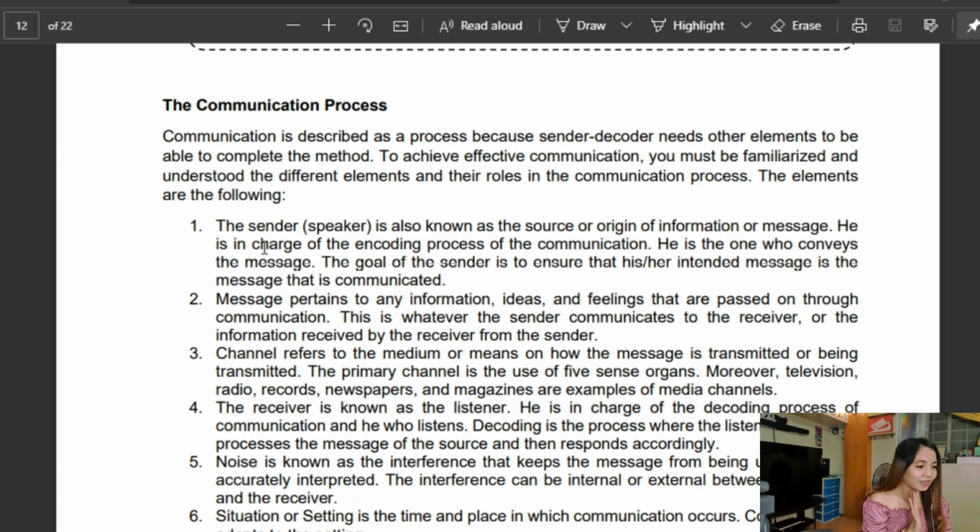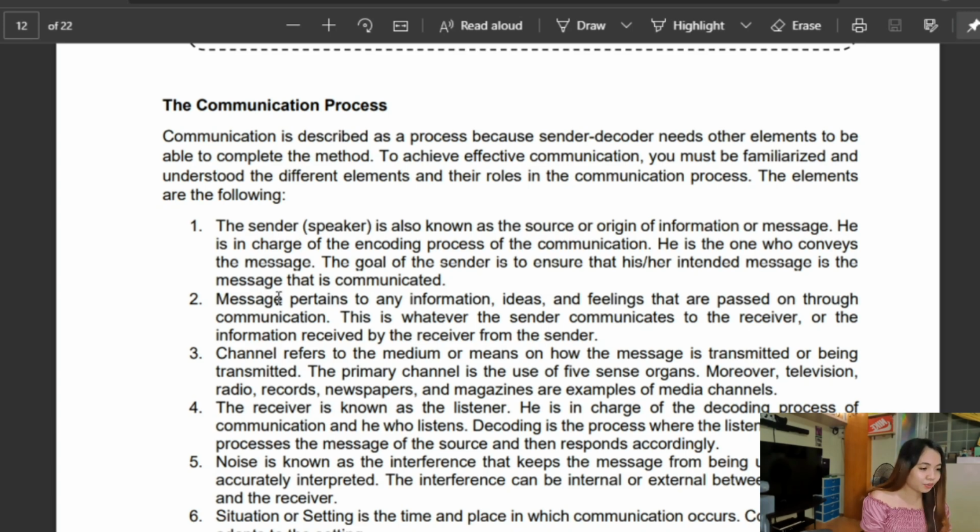Number 1 is the sender. The sender or the speaker is also known as the source or origin of information or message. He is the one in charge of the encoding process of the communication. He is the one who conveys the message. The goal of the sender is to ensure that his or her intended message is the message that is communicated. In other words, the sender is the person who is speaking, who is the origin of the information.